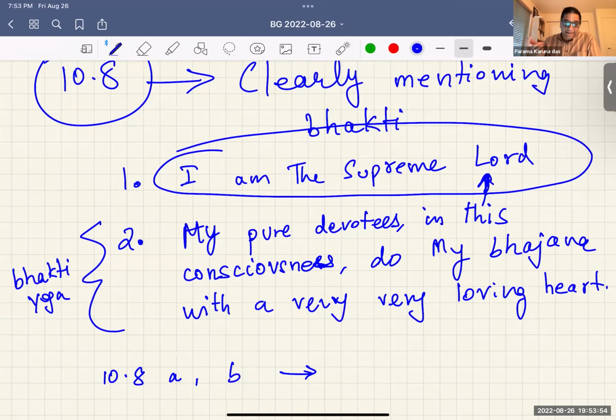Then he says the converse, Mattah Sarvam Pravartate. That everything, Sarvam Pravartate, comes from me. Here the focus becomes Sarvam. So he's saying both ways.